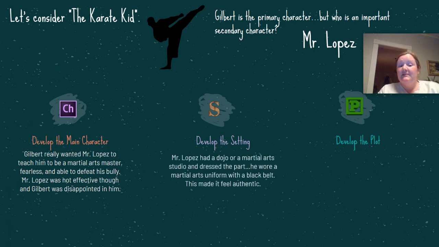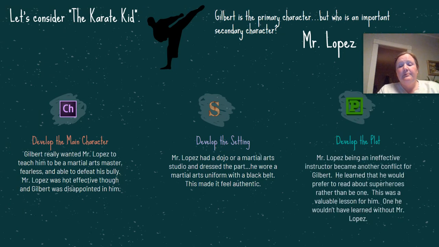How does he help develop the setting? Mr. Lopez had a dojo or a martial arts studio and dressed the part. He wore a martial arts uniform with a black belt. This made it feel authentic. And finally, how does Mr. Lopez develop the plot? Mr. Lopez, being an ineffective instructor, became another conflict for Gilbert. He learned that he would prefer to read about superheroes rather than be one. This was a valuable lesson for him, one he wouldn't have learned without Mr. Lopez.